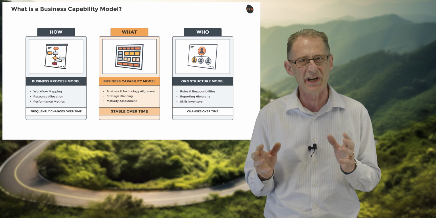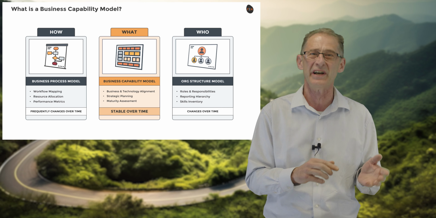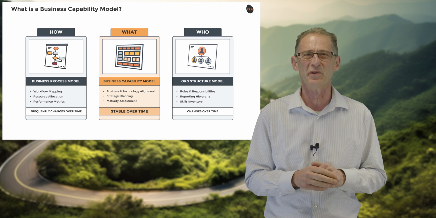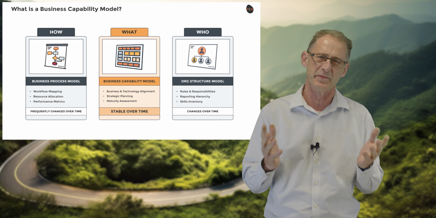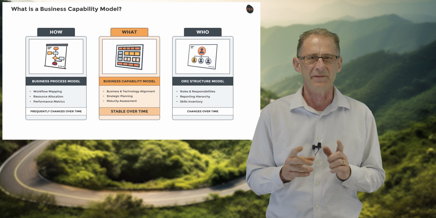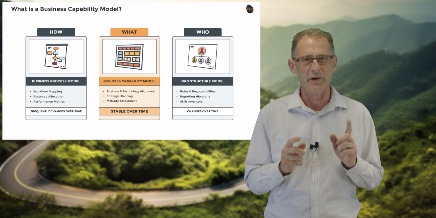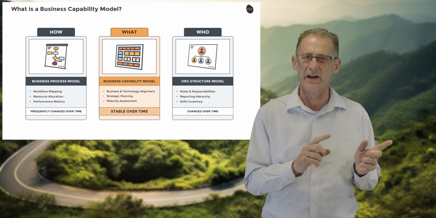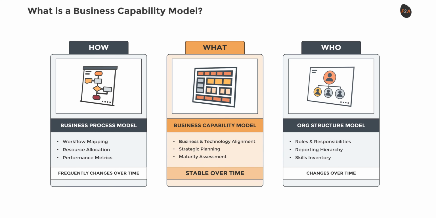Because what you do changes much less frequently than how you do it, or who does it, this model is much more stable over time than a process model or org structure. In fact, modeled correctly, it will only ever change if you're entering a new market, effectively doing something you've never done before. This makes it the ideal base model for mapping changes over time.